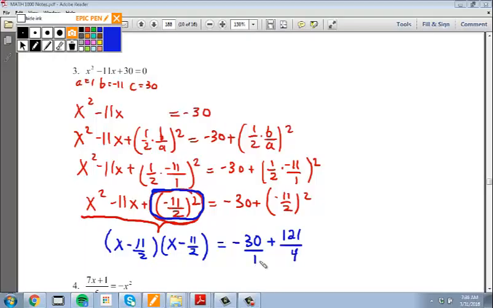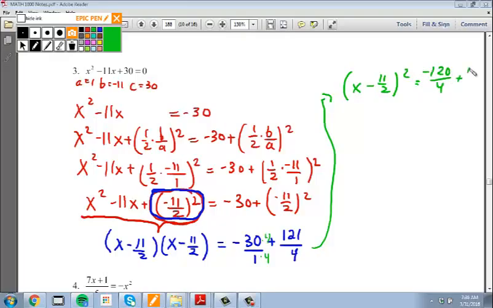Then I need to find a common denominator. So I write the 30 over 1. And then multiply by 4 over 4 to get a common denominator. So this side over here is now x minus 11 over 2 squared. Then I have negative 30 times 4 is negative 120 over 4 plus 121 over 4, which is just 1 over 4.